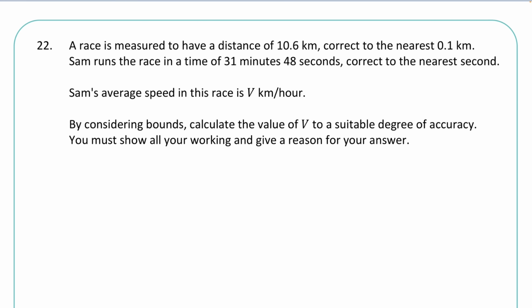Now first things first is to look at the numbers in the question and write down our error intervals. So our 10.6 is correct to the nearest 0.1. So that is going to be, and we can label this as the distance with our error interval, 10.65 and 10.55. And that is our distance error interval.